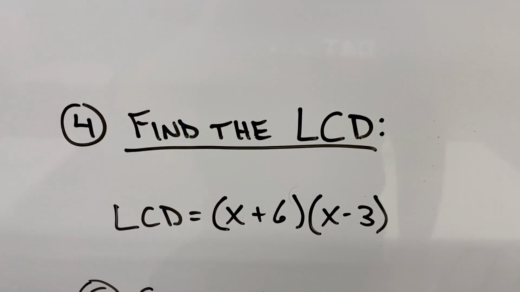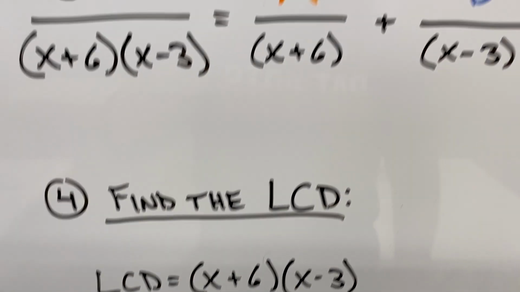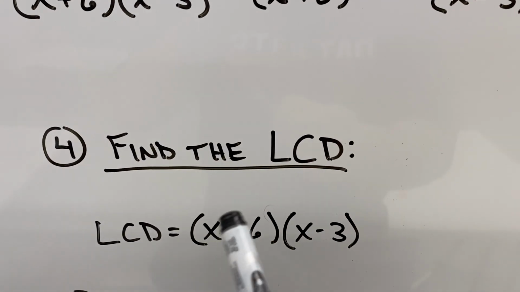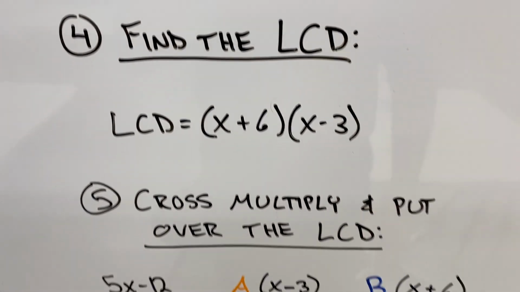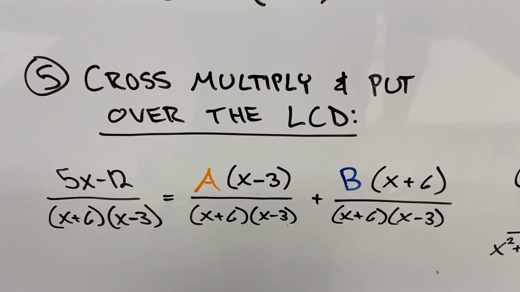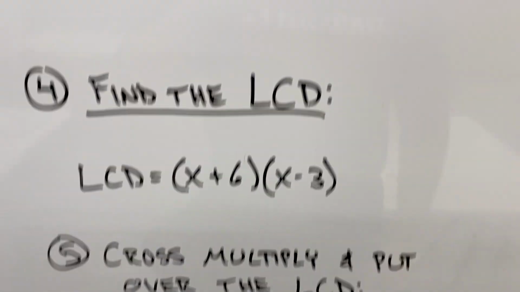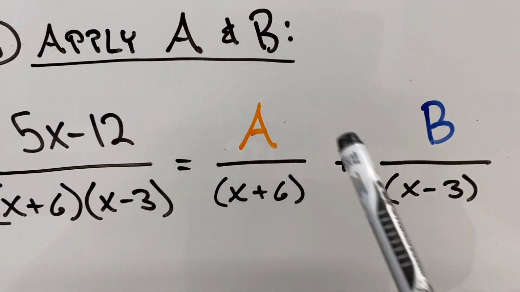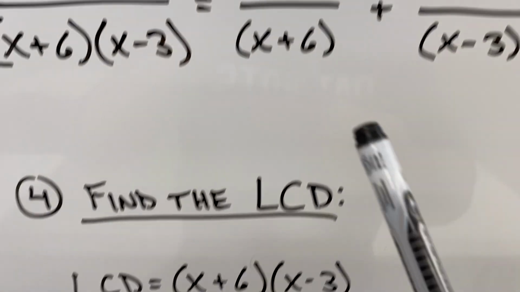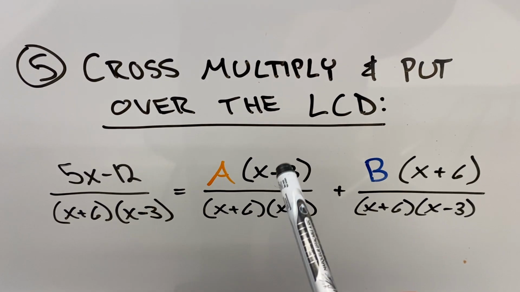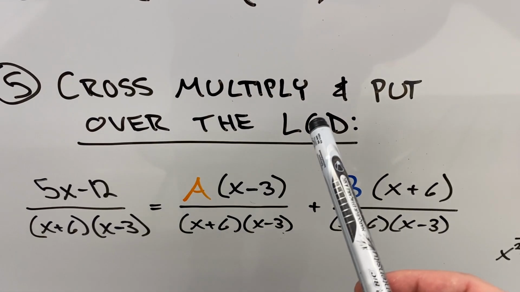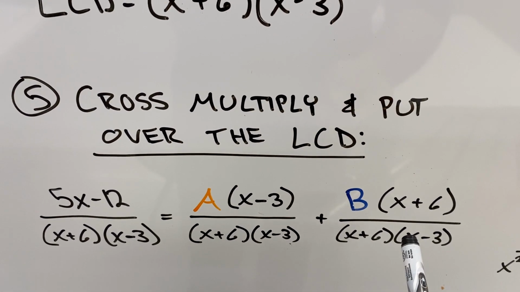Next, we need to find the lowest common denominator. The lowest common denominator between these two polynomial expressions is going to be them times each other, so it's going to be our factored result. After we've got our lowest common denominator, we are going to cross multiply and put them over the lowest common denominator. And when I say cross multiply, we're going to go back up here, we'll take a look. We're going to cross multiply A times x minus 3 and B times x plus 6. So let's check it out. Cross multiply A times x minus 3 plus B times x plus 6, and we're going to put it over the lowest common denominator. And that was our factored result here.